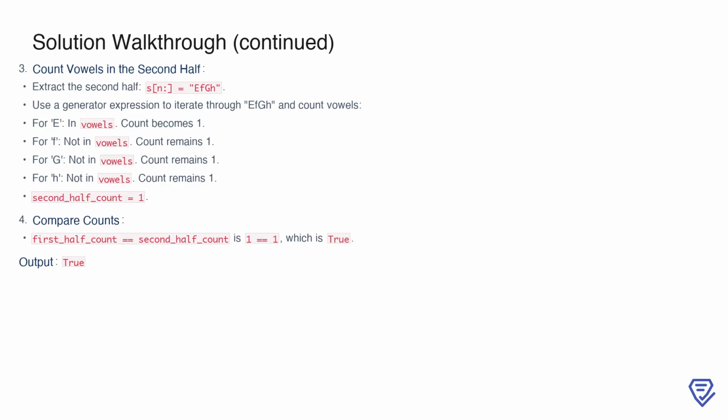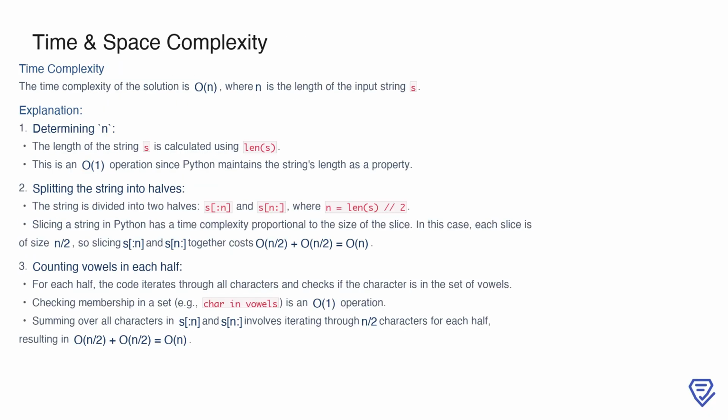Comparing the counts, both halves have a vowel count of 1, so the comparison first_half_count equals second_half_count evaluates to true. Thus, the output is true. In this problem, the time complexity of the solution is determined by how the operations scale with the length of the input string, denoted as n.